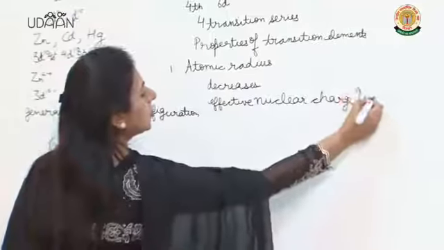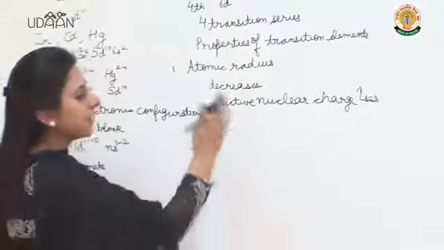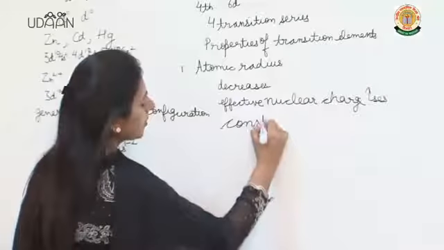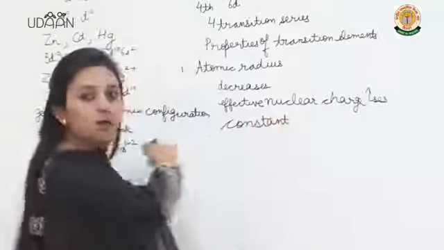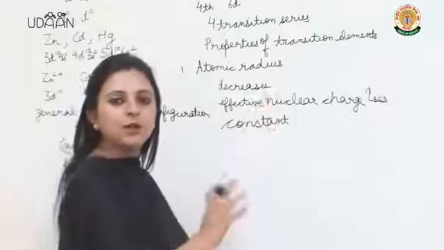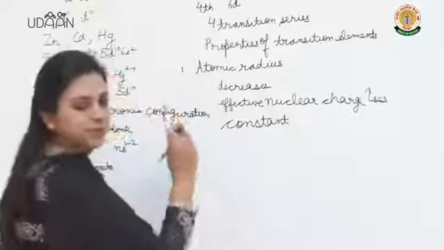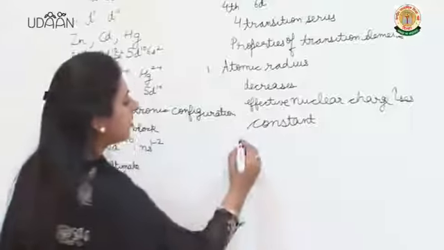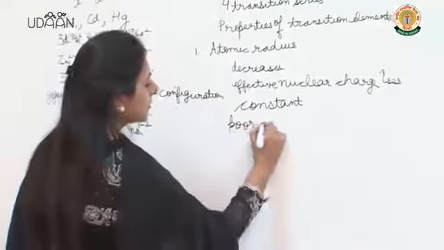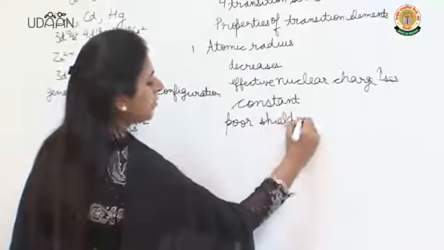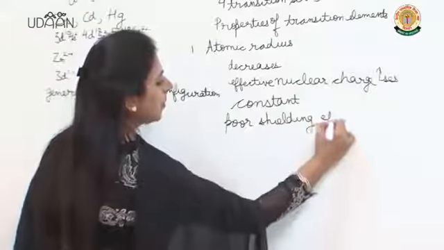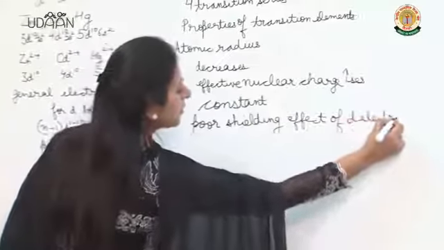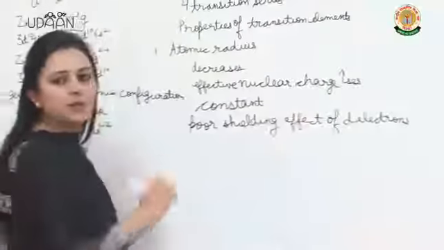So it is clear why it first decreased, because the effective nuclear charge increased. After that it becomes constant. We are talking about how the atomic radius changes within a transition series. Why does it become constant? Due to the poor shielding effect of d electrons. It becomes constant instead of decreasing.